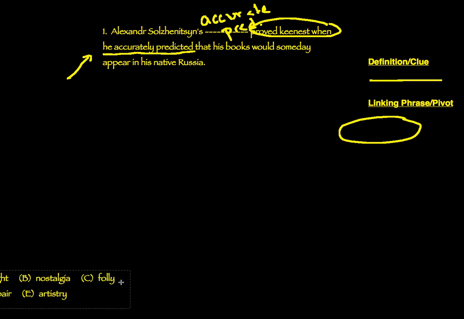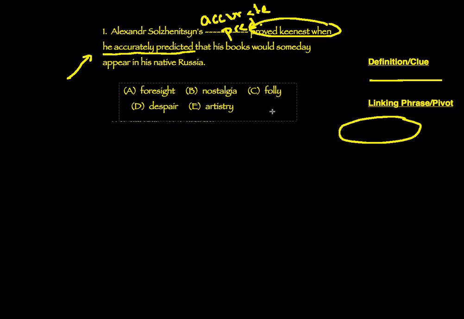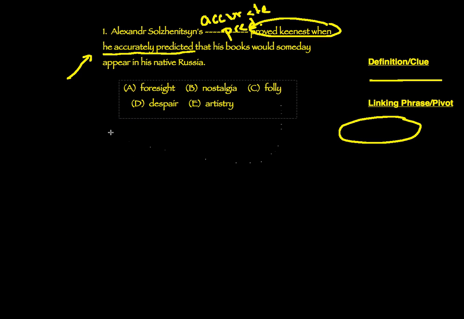we cannot be distracted by answer choices that might appear to be correct, that might have the right flavor to them. If it's Alexander Solzhenitsyn's, then immediately my mind might go to writing or art. I might immediately think artistry. But what I'm looking for is a word that means exactly accurate predictive ability. So let's look at the answer choices. Let's do them from the back.